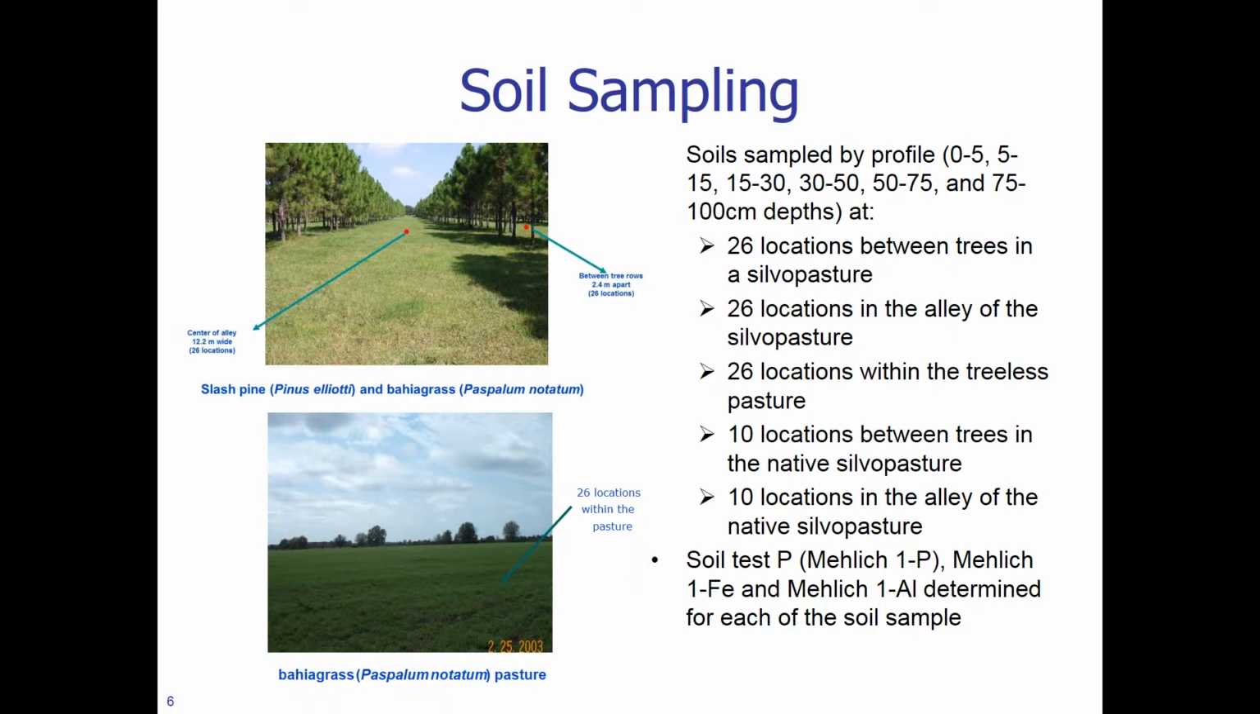The soil test that we did in all was Mehlich 1 P. Mehlich 1 iron and aluminum were determined in each of the soil samples. The silvopastoral system consisted of slash pine and bahia grass, and the open pasture was simply the pasture without trees.